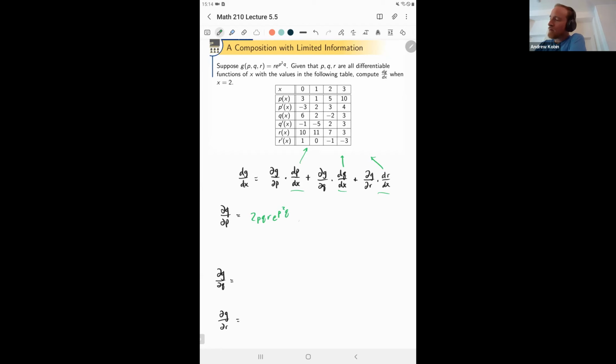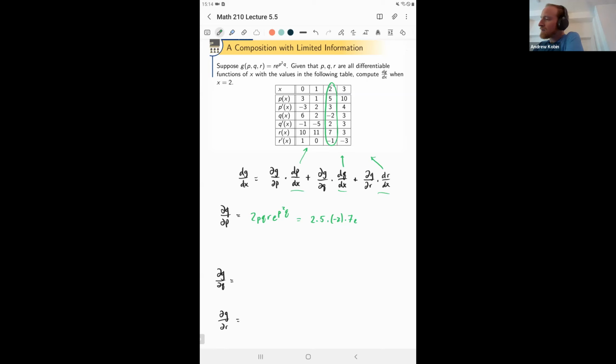And actually, right now, I'm going to plug in x equals 2 and evaluate each of p, q, and r in this column of the table. So these are the values that we're going to use. So at x equals 2, p is equal to 5. So I'll have 2 times 5. Q is equal to -2. R is equal to 7. And then e to the, we're going to have a lot of e to the p squared q. So let's just work out what that whole expression is.